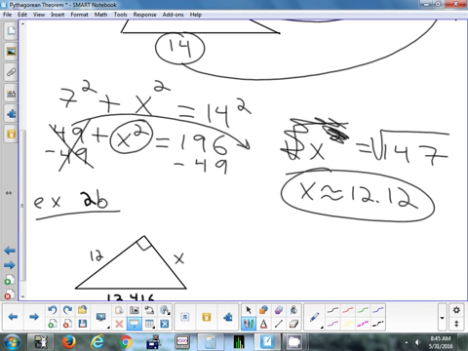Now, they didn't ask you if it was a Pythagorean triple. But if I did ask you, is this a Pythagorean triple? What would you say? No. You had a decimal for one of your sides. That is not a Pythagorean triple. Nope. Okay? Right. Any questions on that one? Okay. Do you guys need to see another one with the finding the leg? Seems okay. All right. Let's go to example 3.